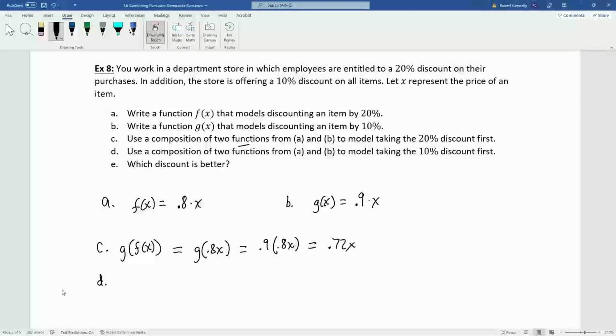Now, D says use a composition of two functions from a and b to model taking the 10% discount first. So that would be f of g of x. So that's f of 0.9x. That's 0.8 times 0.9x. That's 0.72x. Which discount is better? They are the same.